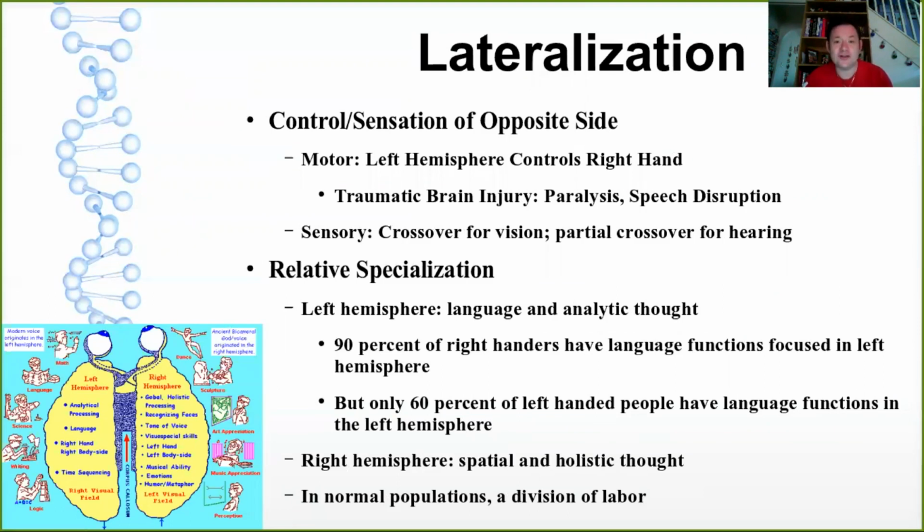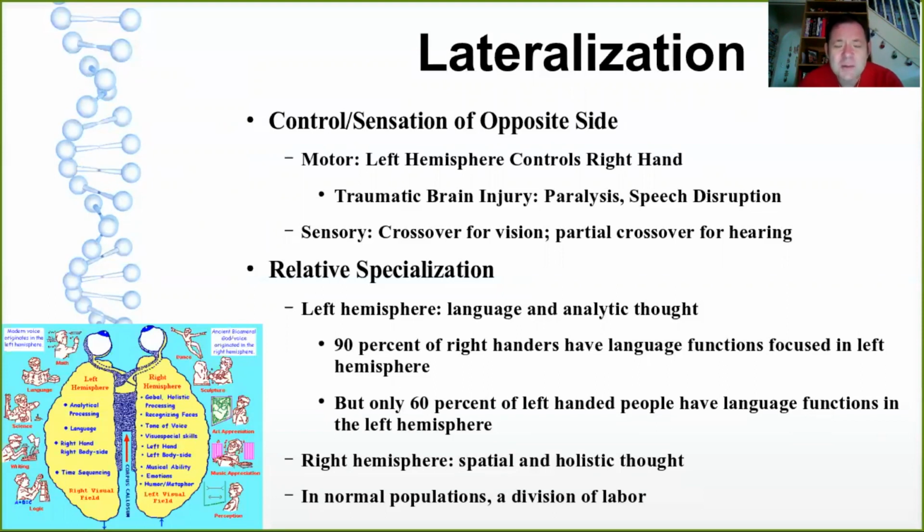Traumatic brain injury to one part of the brain will affect one side of the body. So, for example, if part of the motor cortex on the left side of the brain becomes damaged, then you may lose the ability to move part of the right side of the body, become paralyzed, and vice versa. Also, if you have part of the sensory cortex, say on the right side of the brain becoming damaged, then you may lose sensation on part of the left side of the body.